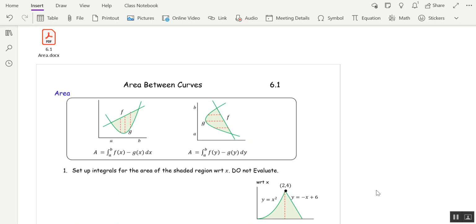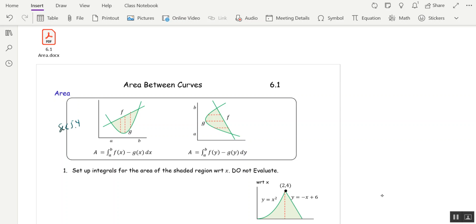Welcome to section 6.1, areas between curves. We talked about areas briefly in section, I believe, 5.4, and we talked about area being the integral from A to B, top minus bottom. I want to expand on that today and also talk about integrating with respect to y.